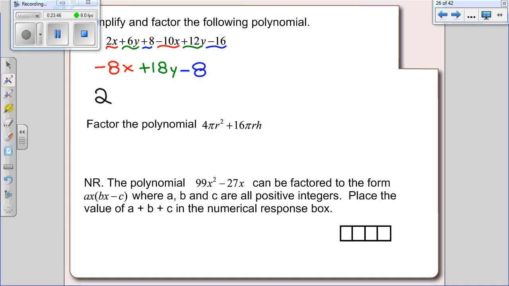If I did negative 8x divided by 2, I'm left with negative 4x. If I did positive 18y divided by 2, I would get positive 9y. If I did negative 8 divided by 2, I get negative 4. So I tried to color coordinate again so you can see where each number went. The negative 8x turned into the negative 4x and so on and so forth. Red with red, green with green, blue with blue.